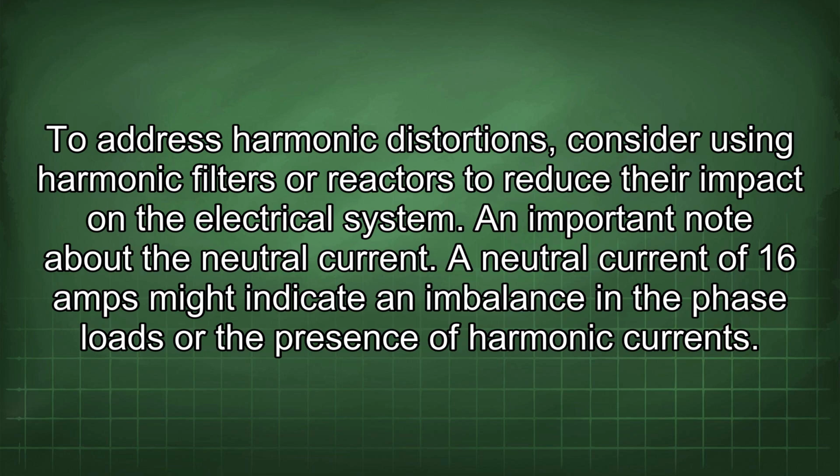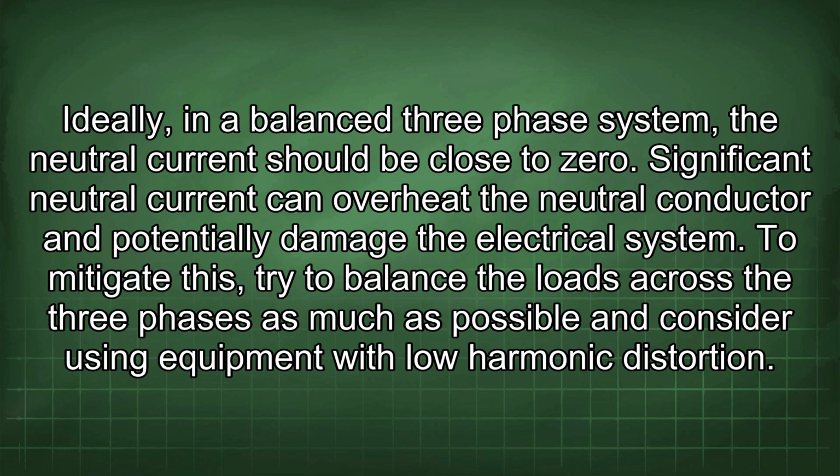An important note about the neutral current. A neutral current of 16 amps might indicate an imbalance in the phase loads or the presence of harmonic currents. Ideally, in a balanced three-phase system, the neutral current should be close to zero. Significant neutral current can overheat the neutral conductor and potentially damage the electrical system. To mitigate this, try to balance the loads across the three phases as much as possible and consider using equipment with low harmonic distortion.